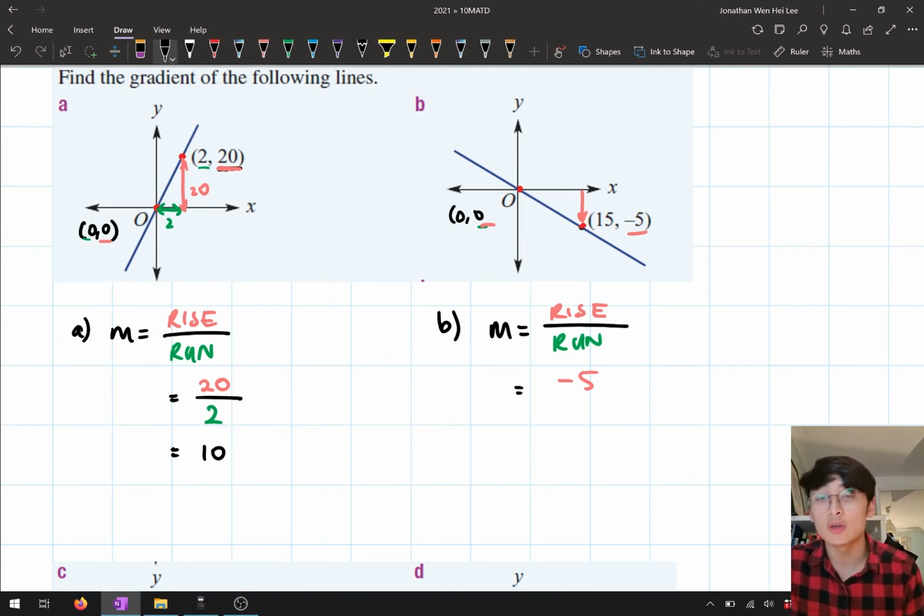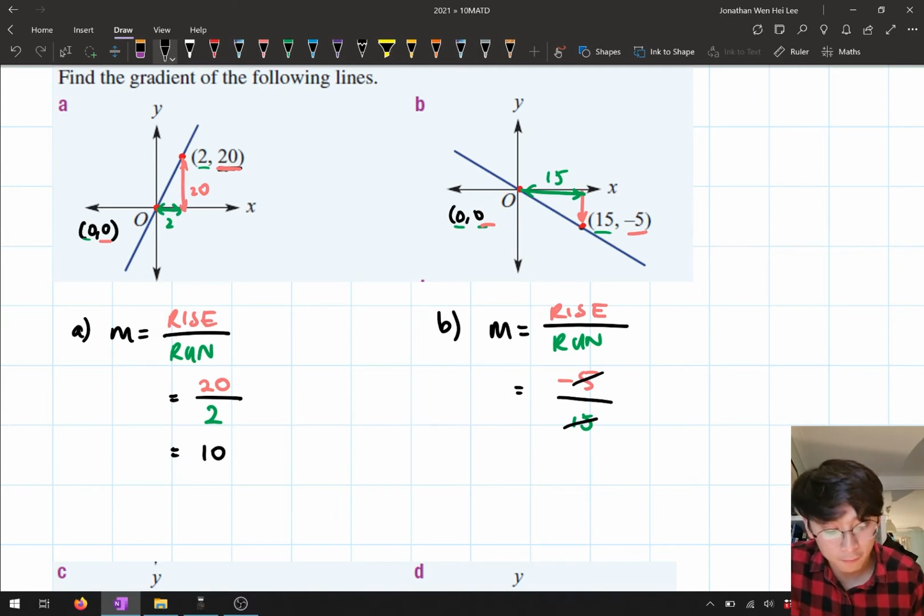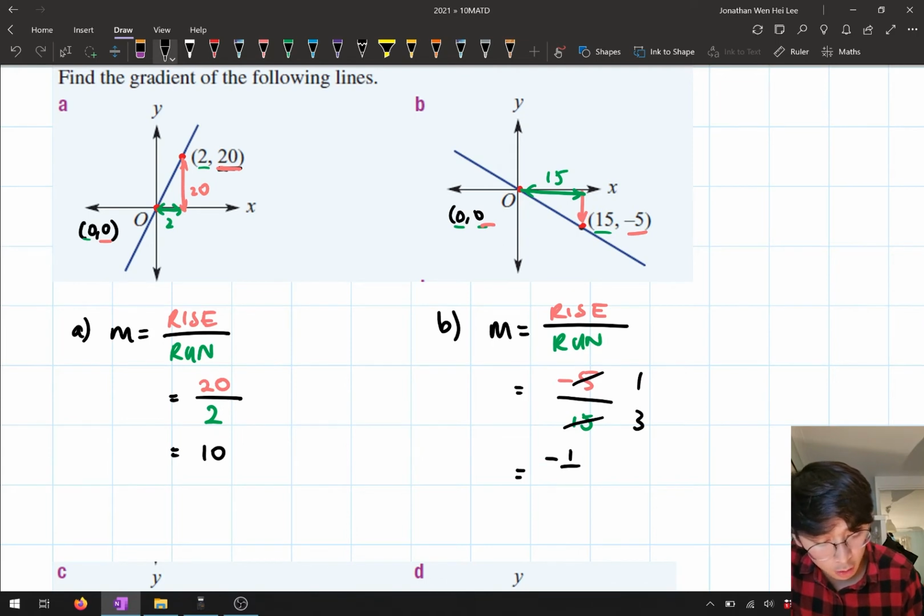And the same thing, I then need to look at the x coordinates for my run. Now the x coordinates, horizontal distance, I'm going from 0 all the way to 15. So that gives me 15 units here for my run. And so I'm just going to write here 15. Now, when you see a fraction, you are doing division. And what we can do with fractions as well is we can also simplify. We're looking for a number that goes into both -5 and 15. 5 goes into both of them, so I can divide top and bottom by 5, and that leaves me with 1 over 3. So this final answer becomes -1 over 3, like so.